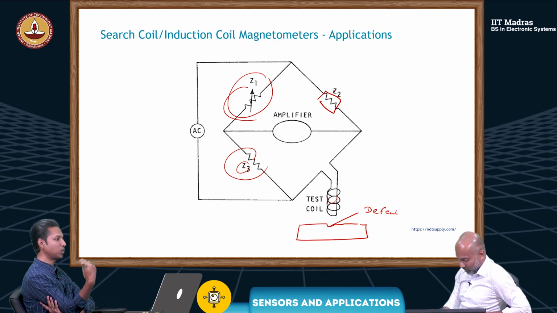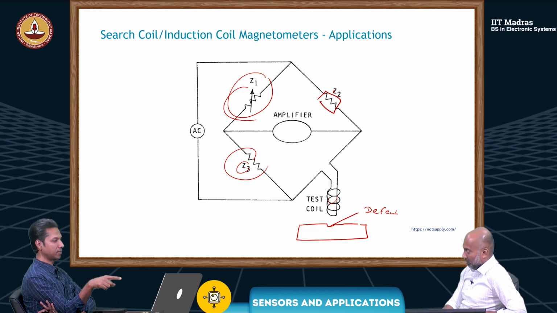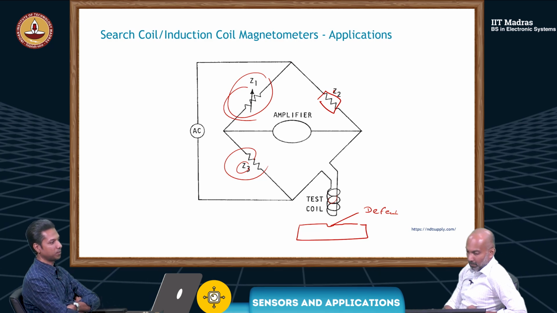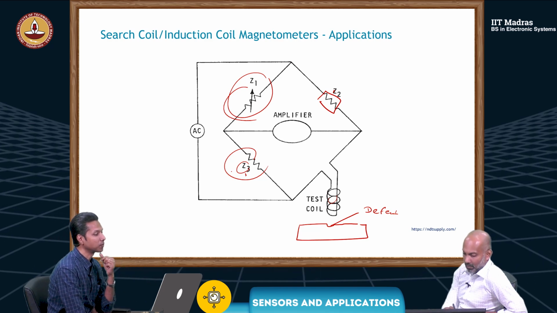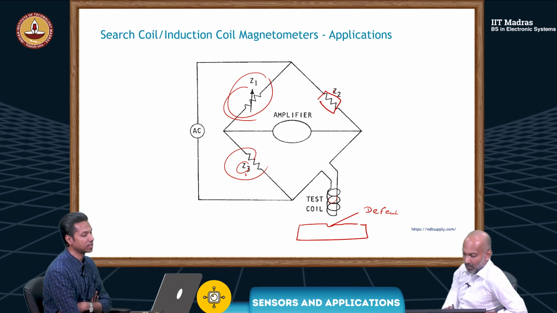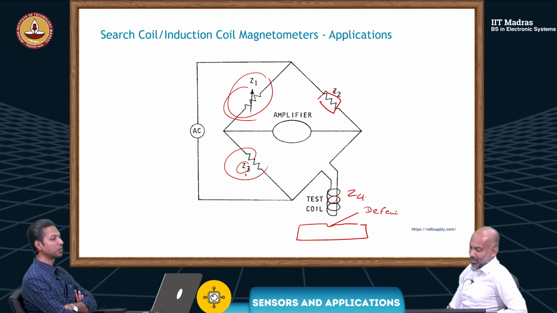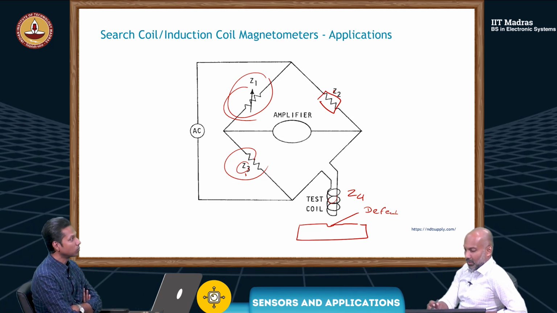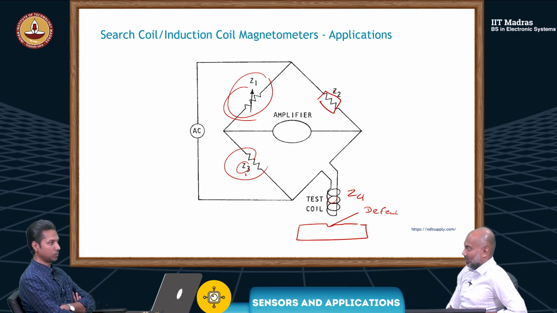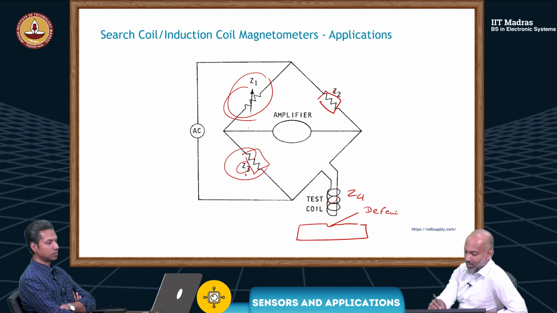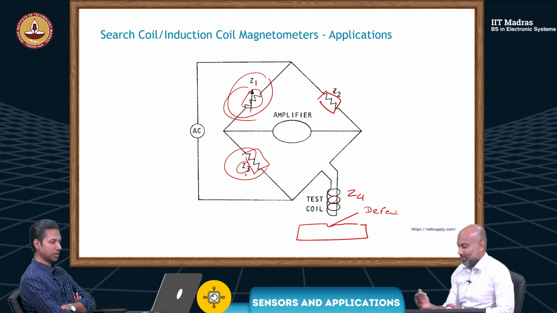So for the bridge to get balanced, Z1 and Z3 should be equal, no? No, the opposite terms. Let's call this Z4. Then Z4 should be equal to Z2, Z3. So these should be boxes. But the idea is just that you null the instrument. And then if you have a crack, you.